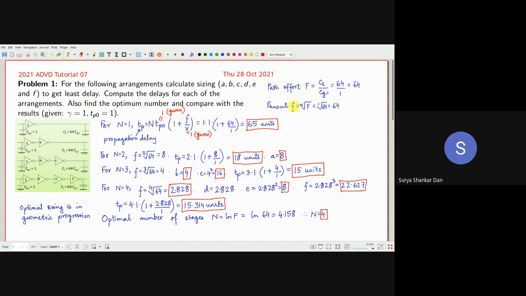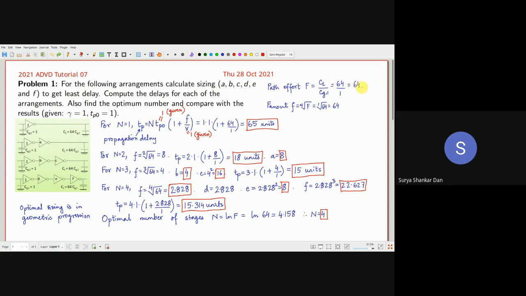All right. So the first thing that we will do is check the first case, for n, that is the number of stages, equal to 1. So what we will do is find the path effort. Path effort means, from the input capacitance to the final output or the load capacitance, what is the ratio? That is, the total path effort is CL divided by Cg,1. Here it is given as 64 Cg,1 over Cg,1. So basically that is 64.